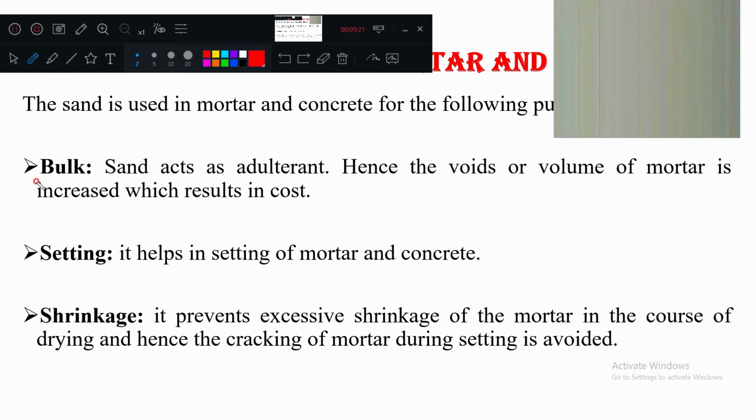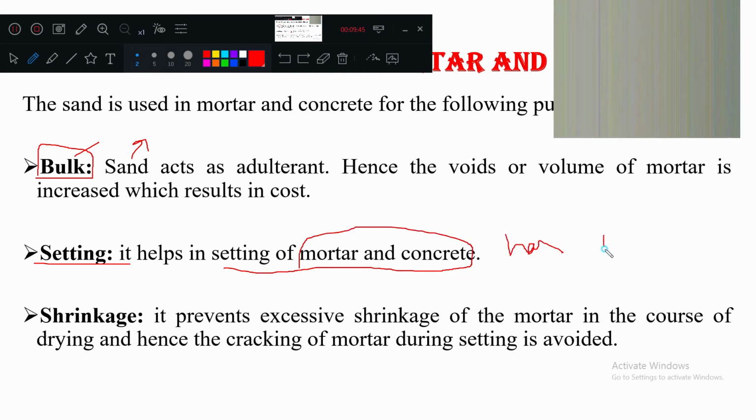Have you heard the phrase, that person has ordered that t-shirt in bulk? Bulk means a large quantity of orders you have given. In the same way, bulk sand means you are going to get more volume. Next, setting. It helps in the setting of mortar and concrete. Setting means the hardening process. Water is slowly consumed by cement and it starts getting hard. By adding sand, this setting process is favored. So it will help in setting.